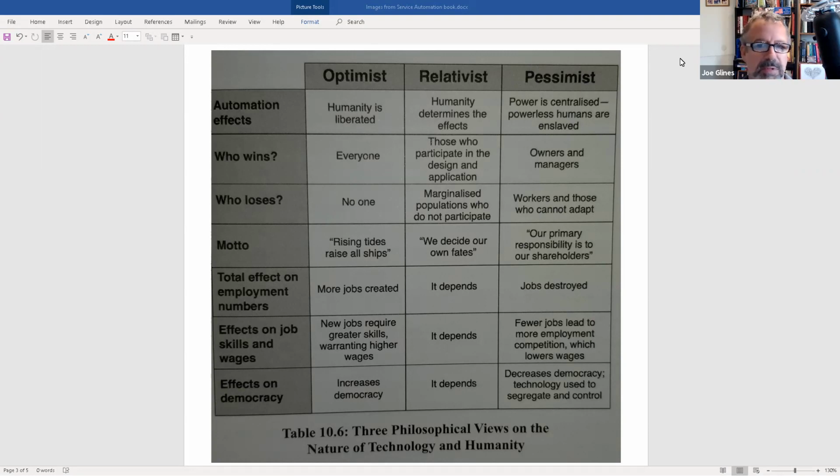We'll try to announce the topics that we're talking about if you're just listening to this, so you can follow along fine, but there is a table here for those of you looking at the video. What I loved was the overall concepts. The table is titled Three Philosophical Views on the Nature of Technology and Humanity. On the left, they go down through the different types of concepts or issues, and then the three philosophical views are the optimist, the relativist, and the pessimist.